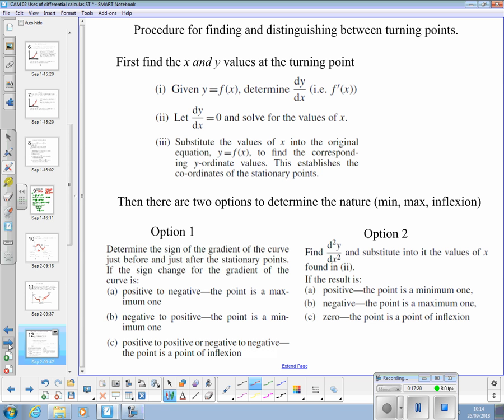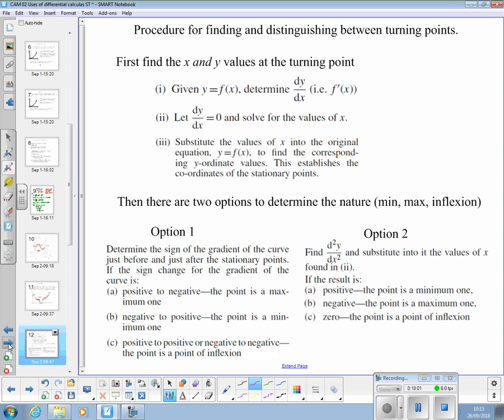So, the procedure for finding and distinguishing between turning points. First, find the x and y values at a given turning point. So we find the point where dy by dx is equal to 0, and solve for the values of x. Substitute the value of x into the original equation to find the corresponding y value. So this is establishing where that turning point is on the graph.